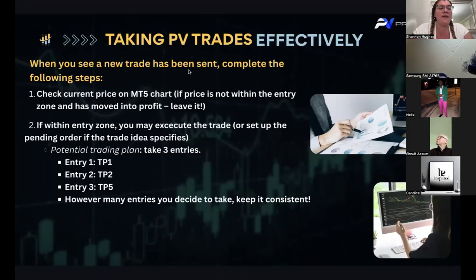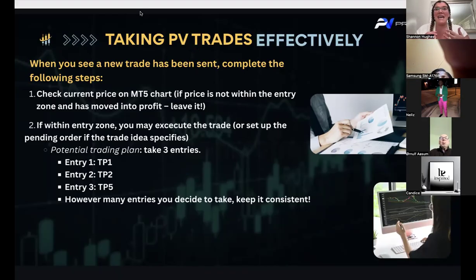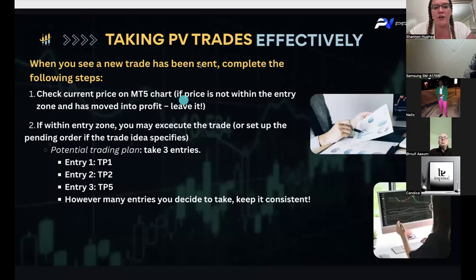Because what's going to make you inconsistent in your results, and this is part of your psychology, is if you take one trade with 3 entries, and maybe that's a losing trade. So you decide, okay, the next trade, I want to make that back, so I'm going to take 5 entries this time. Or the next one, I'm a bit scared, so I'm only going to take 1 entry. That's where you're going to start to get inconsistent results. Whatever you decide to do, just do the same thing over and over and over again.